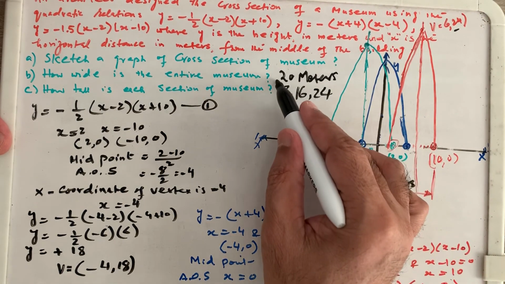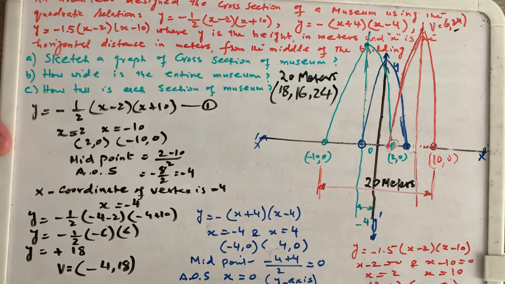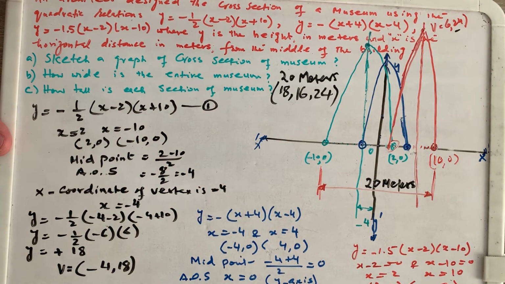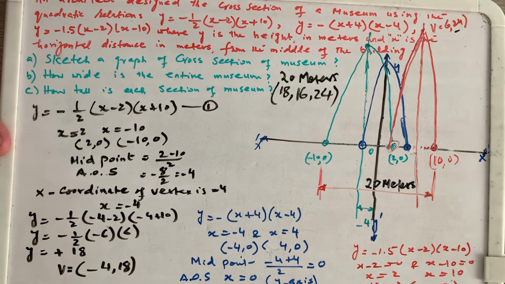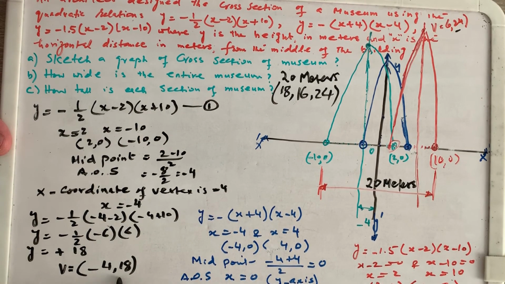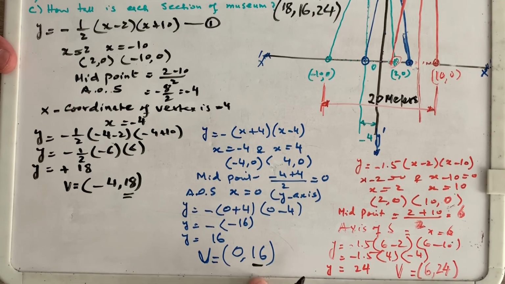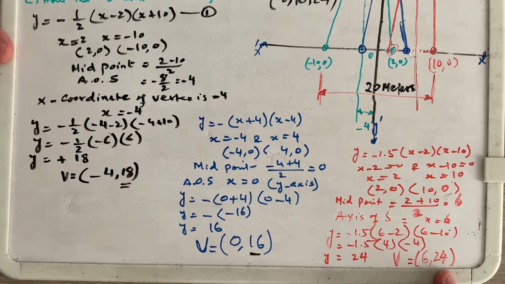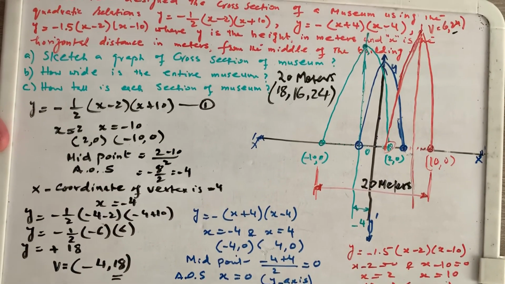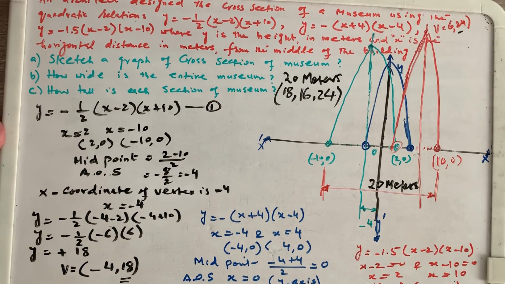So you only have to explain that the height of each section of the museum is the y-coordinate of the vertex, which are 18, 16, and 24. So these are the y-coordinates of the vertex. Hope you understand it thoroughly. You have to repeat it one more time. It's just a practice of what we learned.